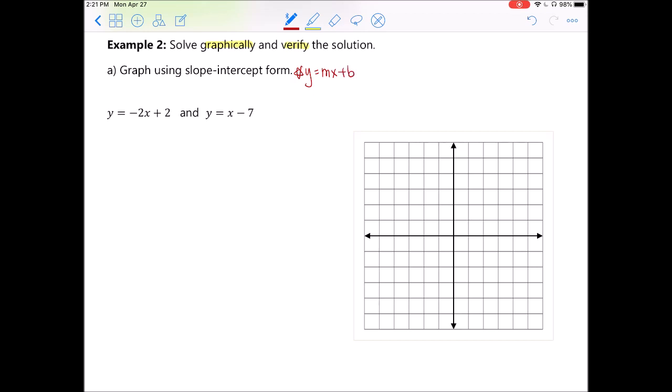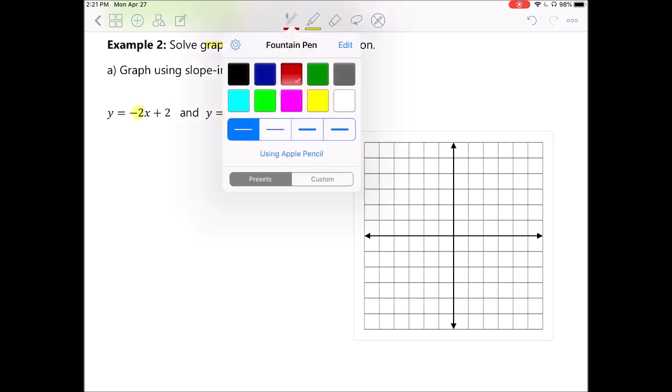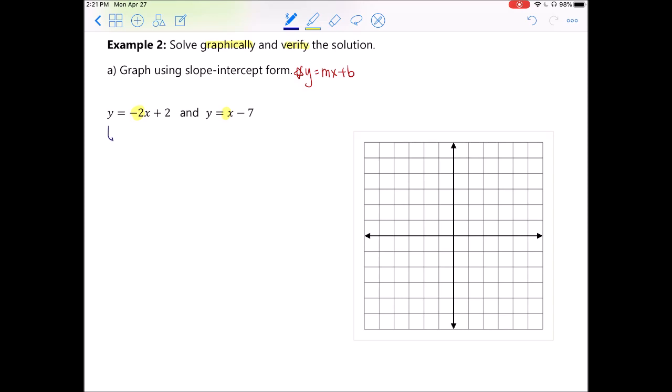All right, so let's take a look at this one. Our two equations are already in slope-intercept form. When we're graphing these lines without using a table of values, we can first start with slope. So for this case, slope is -2, and b, which is the y-intercept, is +2. So we can start graphing this right away.